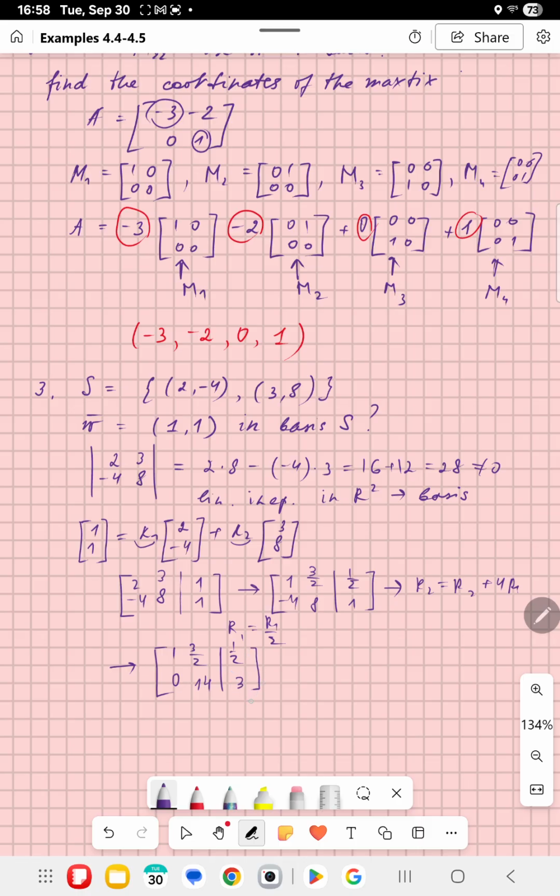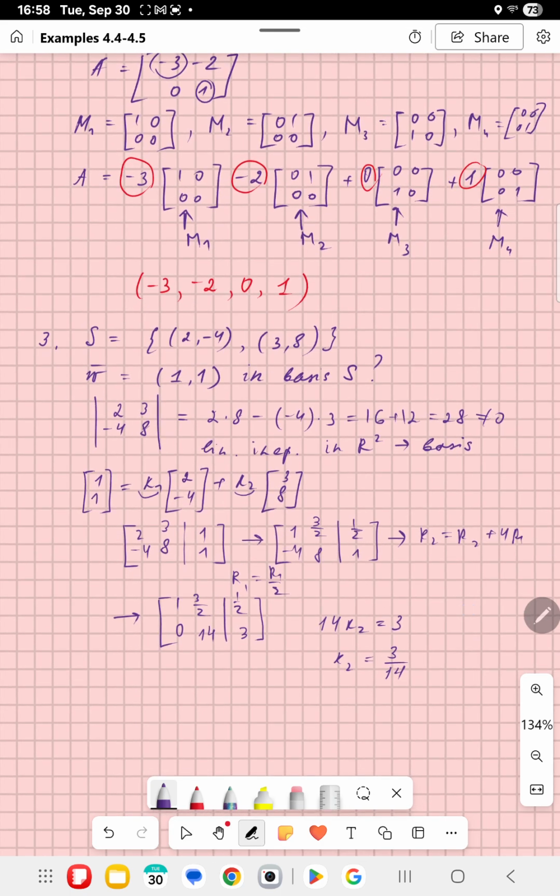Well, basically I finished my elimination, right? I can start doing back substitution. So I know that 14 K2 equals 3, from where K2 equals 3 over 14. I feel suspicious that I made a mistake somewhere because my numbers are not nice, but probably there is no mistake. Okay, maybe they're wrong, but let's just show how to do the rest.